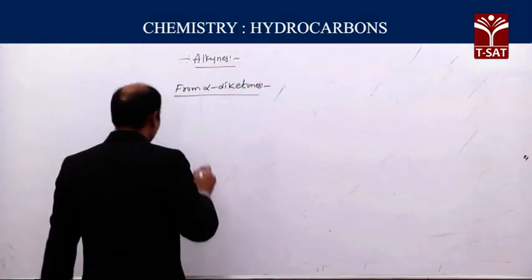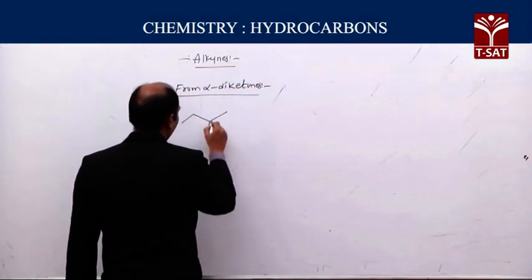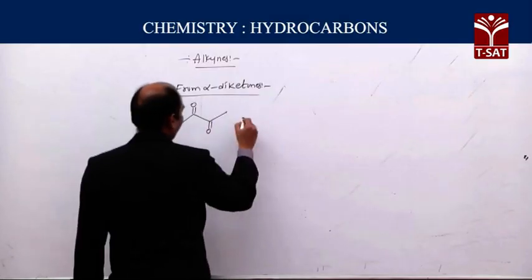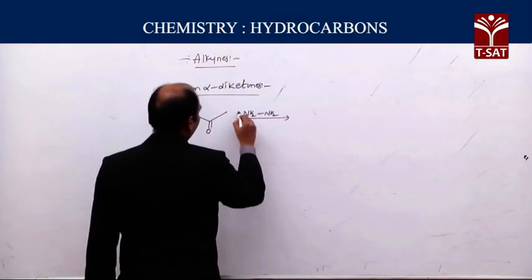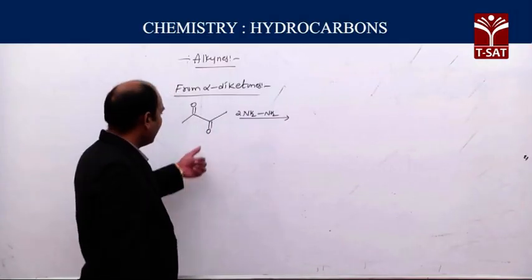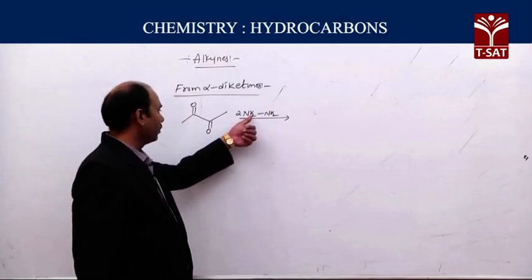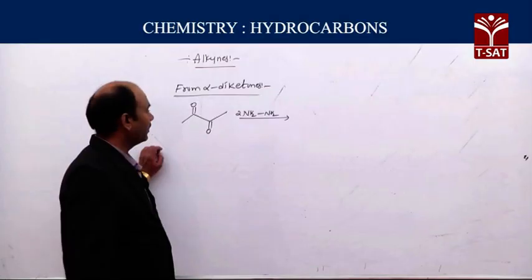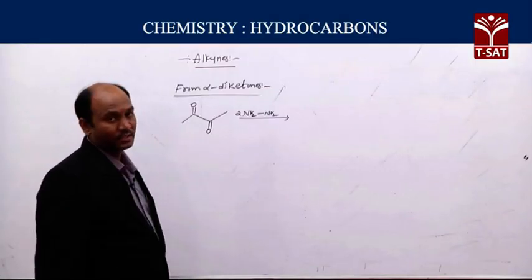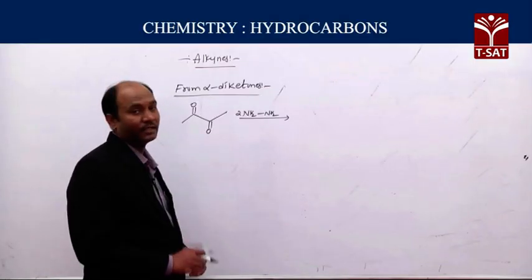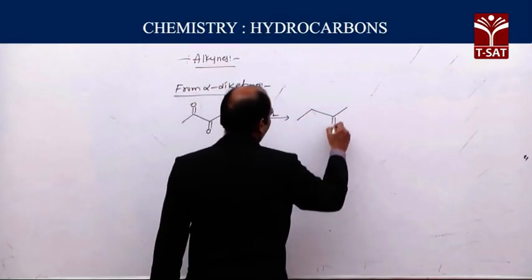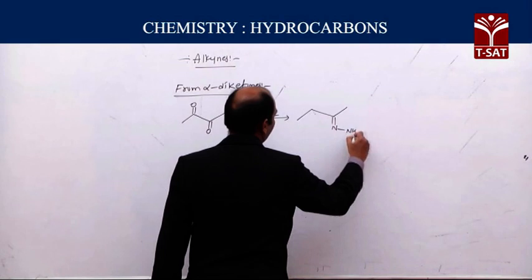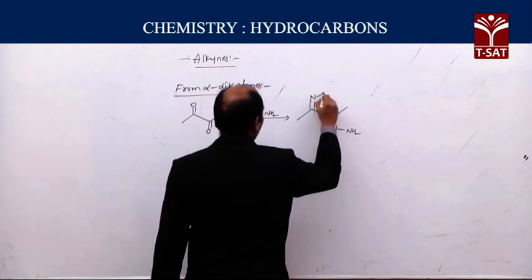Take this one, this is an alpha diketone. When this alpha diketone is treated with hydrazine, NH2NH2, here we need 2 moles. Here there is addition of a water molecule, this is a nucleophilic addition followed by elimination, called a condensation reaction. Carbonyl compounds undergo condensation reactions. Here with 2 moles, we get C=N-NH2 on both sides.